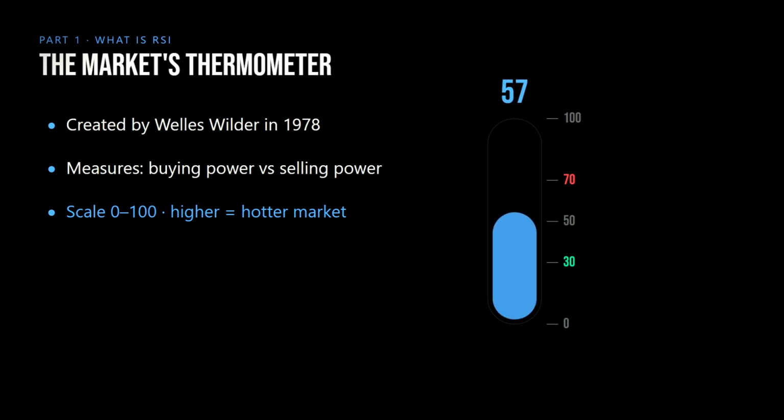Think of it as a thermometer for the market. The scale runs from 0 to 100. The closer it gets to 100, the stronger the buying pressure, and the hotter the market. The closer it gets to 0, the more the sellers are in control, and the colder things are. One number, one glance, and you instantly know the market's temperature. That simplicity is exactly why traders around the world still rely on it every single day.